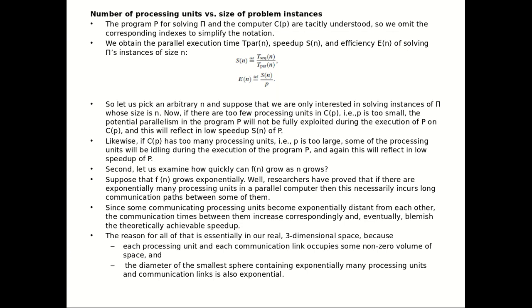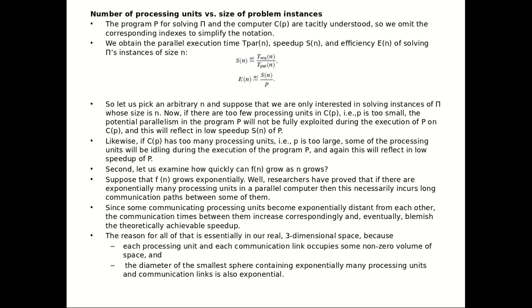So how do we calculate speed up? Speed up is nothing but time sequential upon time parallel. So T sequential upon T parallel. And what is efficiency? E is S upon P, where P is the number of processing units. We did this earlier also, and again we are doing this. S is the speed up, E is the efficiency, and this is how we calculate it.